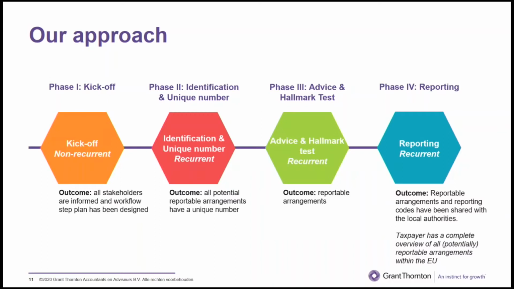Now, after those reportable or potentially reportable transactions have been documented, it's time to match them with the hallmarks, basically to make the assessment: is this reportable or not? Finally, if a transaction is reportable, it needs to be reported. So you need to go through the process of actually delivering that to local tax authorities. Steps 2, 3, and 4 are iterative and repetitive. Once the backlog is cleared, you need to have the process in place going forward and do it all over again: identify what is happening, match them with the hallmarks and report.